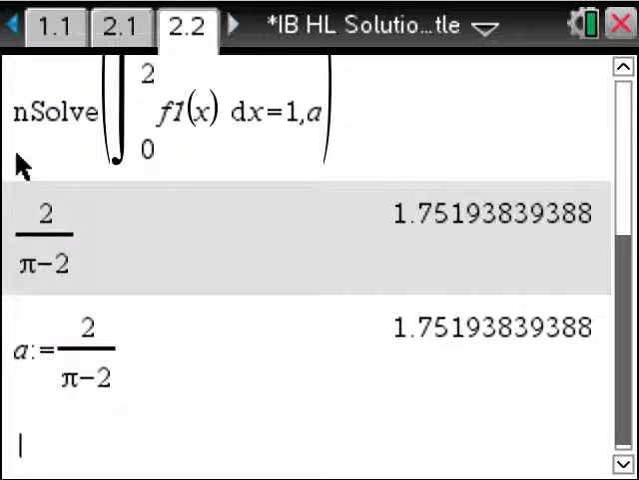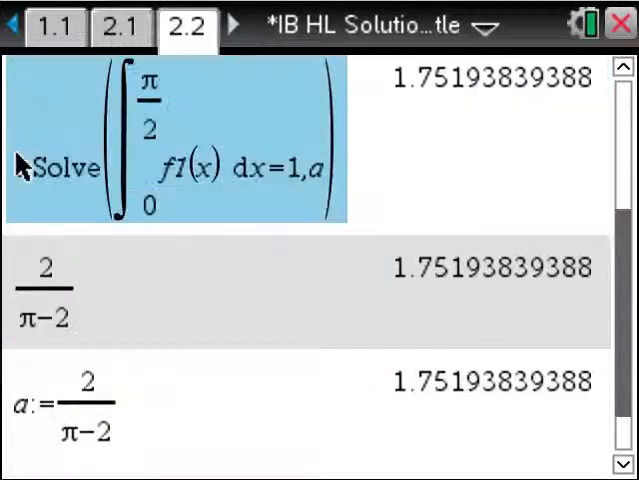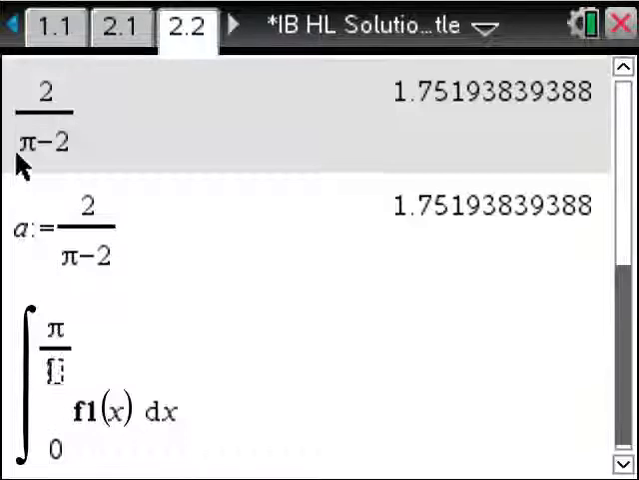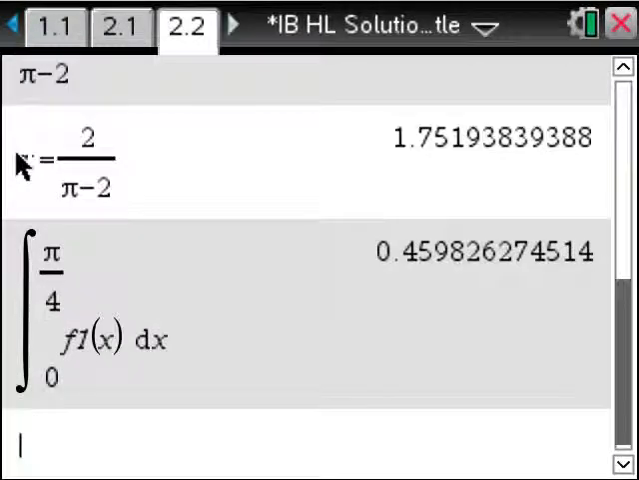Now for 11 part B, they're asking us for a definite integral between 0 and pi by 4 of that same function. So I can go right back up to the very beginning, just go back in, strip off the equals y and minus 1, change the pi by 2 to pi by 4, and I get the answer which we're seeking, which to three significant figures would be 0.460. Of course you could do it more accurately by algebraic techniques.